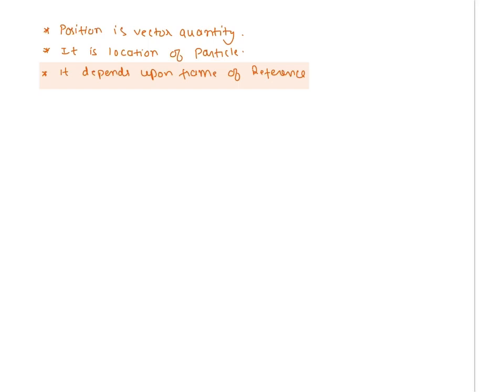Next concept that we have to see is that position depends upon frame of reference. What does it mean? Suppose this is our particle A, and we have taken this to be origin or reference point. Let it be equal to 0, comma 0. And if this distance is say 2 meters, then position of particle A will be equal to plus 2 meters.